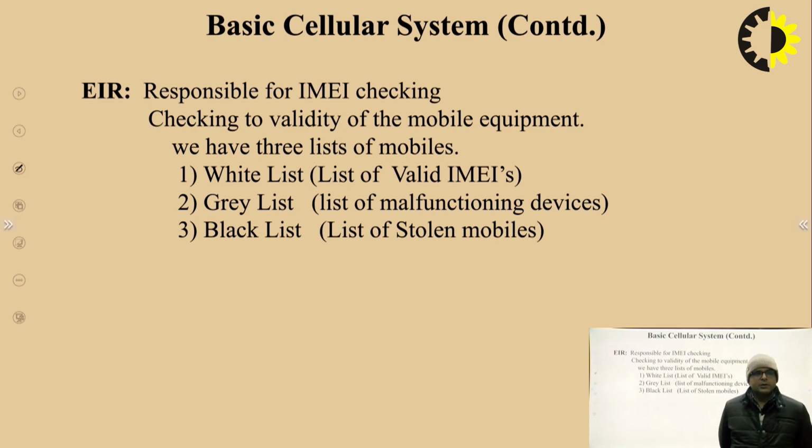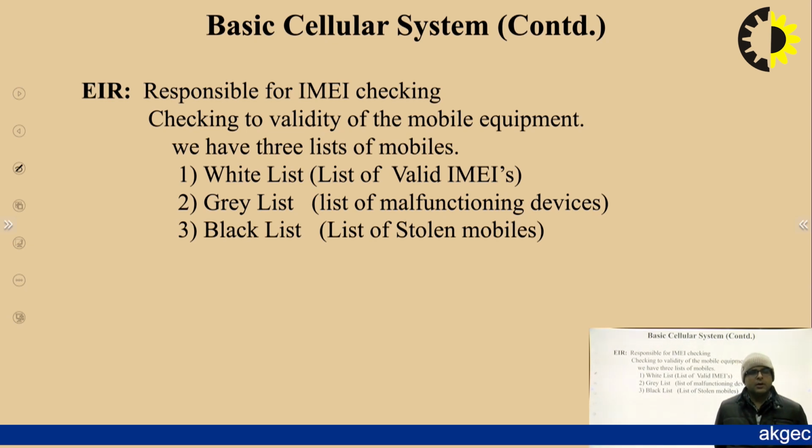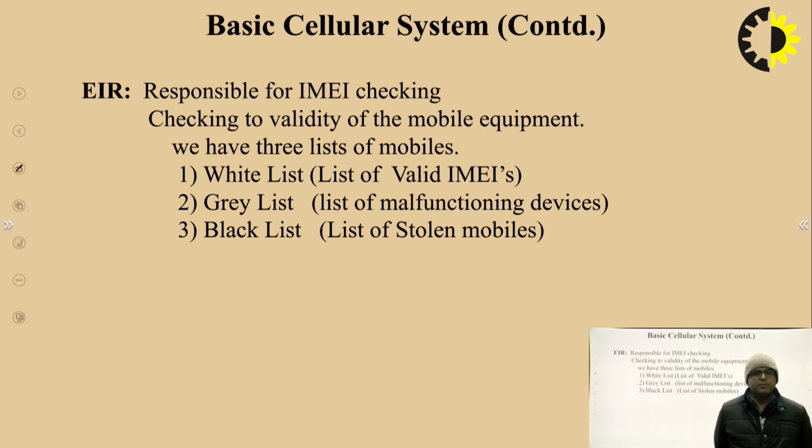First list, which is known as the white list, is a list of valid IMEI numbers. Second list is the gray list, which is a list of malfunctioning devices. And third is the blacklist, which contains the IMEI numbers of stolen mobiles. So when we block our mobile which has been stolen, we directly report our IMEI number to the MSC that we have lost this mobile phone and the services of this subscriber equipment must be blocked.